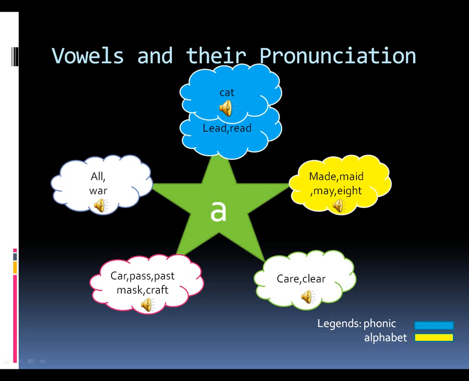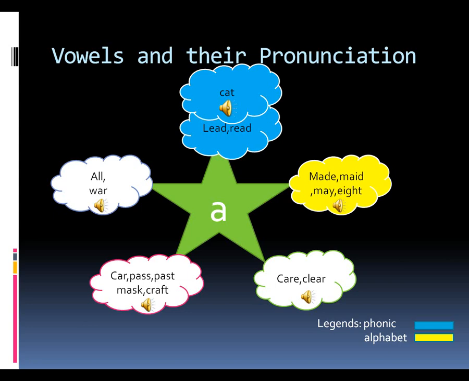Now the rest of the 3 sounds are here. This one is a little bit different. This sound is produced as A, and here are the cases when we produce this sound. When A is followed by R, we pronounce it as R, like car, star, mark, part. The second case is A followed by double S: pass, grass, class. The third is A followed by ST: past, last, mast. The fourth case is A followed by SK, like mask, task. And the fifth is A followed by FT: craft, draft, shaft.